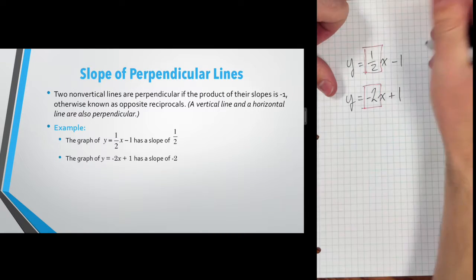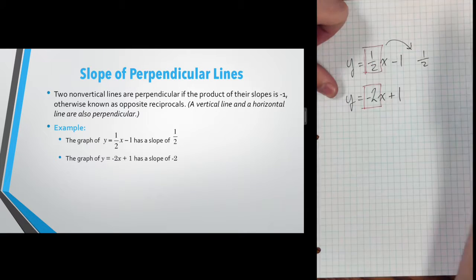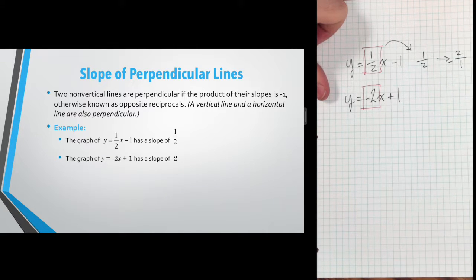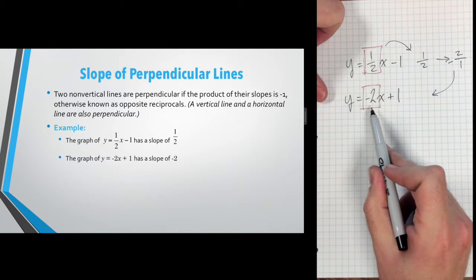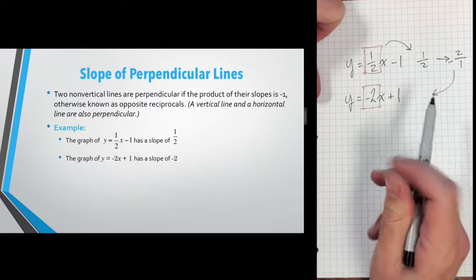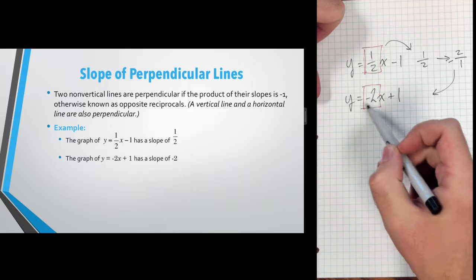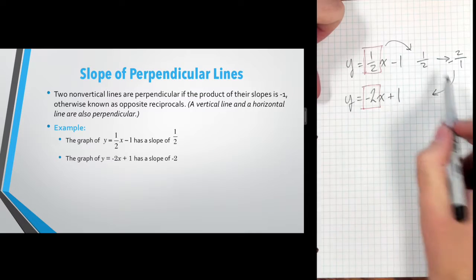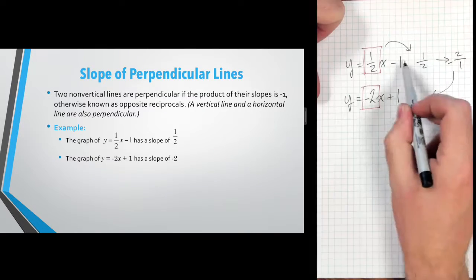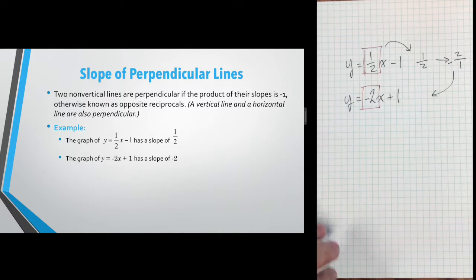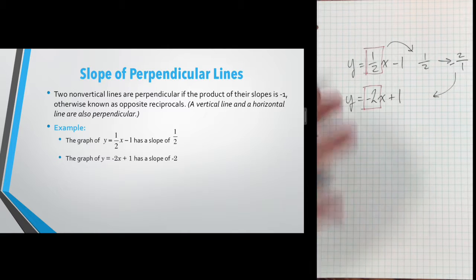Well, notice if I take the 1/2 and I flip it so that it's 2/1, and then I make it negative instead of positive, I now have the opposite reciprocal, which is the slope of this one. So because 1/2 and -2 are opposite reciprocals, meaning flip the numerator and the denominator and then make it negative instead of positive, or positive instead of negative, these are opposite reciprocals, which means this line is perpendicular to this line on the graph. All right? So let's look at our next problem, and keep this in mind as we move forward.